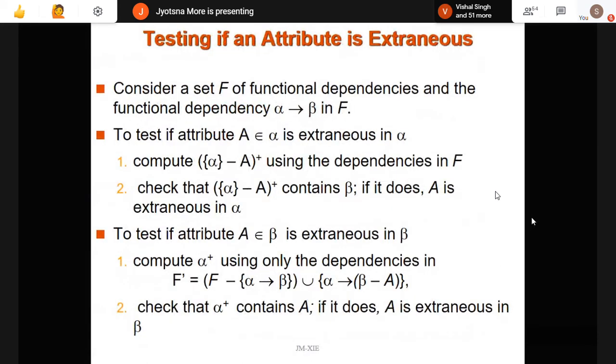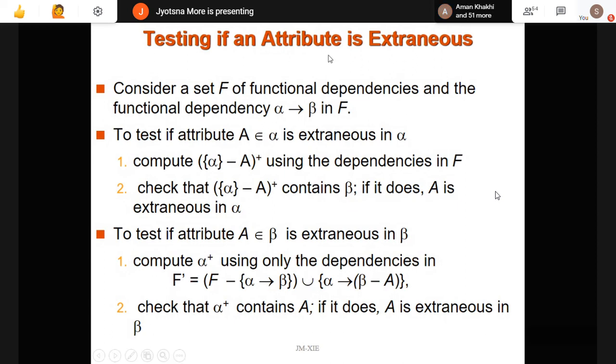So this is the extraneous attribute. How do we test whether an attribute is extraneous or not? If attribute A belonging to alpha is to be checked, compute alpha minus A closure using the dependencies in the functional dependency set. Check whether alpha minus A closure contains beta. If it does, A is extraneous in alpha. If it does not, then it is not extraneous in alpha.